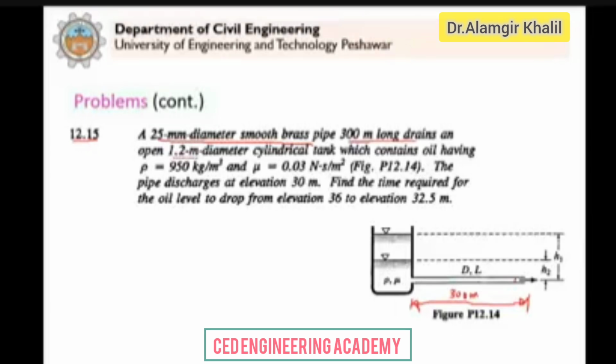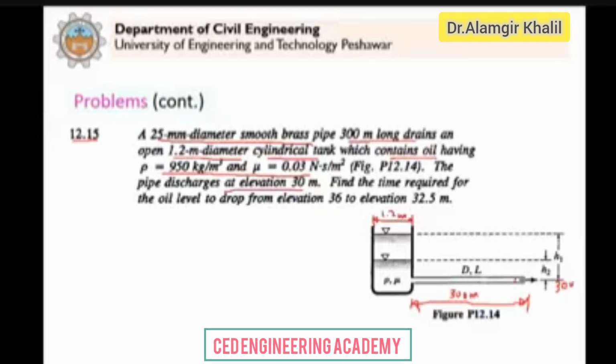It drains a 1.2 meter diameter cylindrical tank. So it means that the diameter of this tank is 1.2 meter. Now it drains oil. This is oil, not water. It contains oil, and the density and viscosity values are given by this. Now the pipe discharges at elevation 30 meter. It means that at this point here, the elevation is 30 meter.